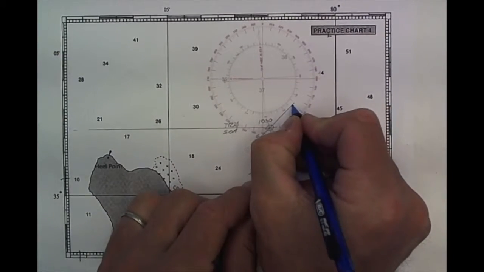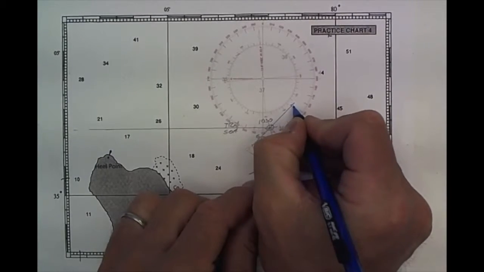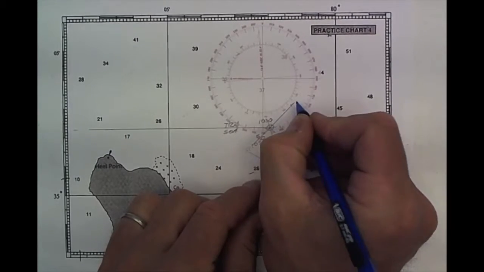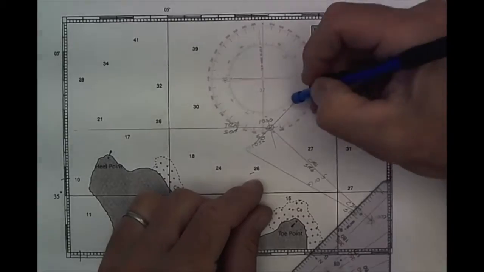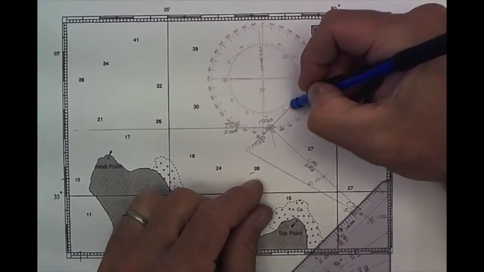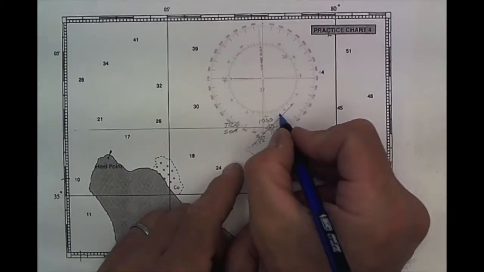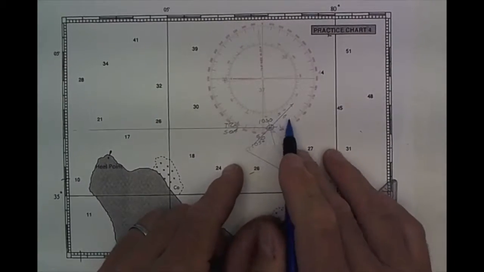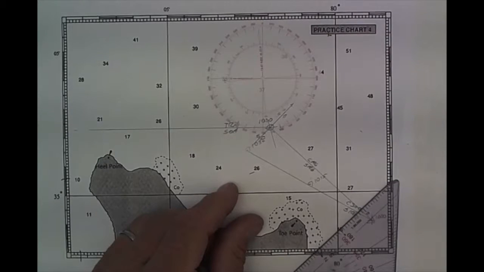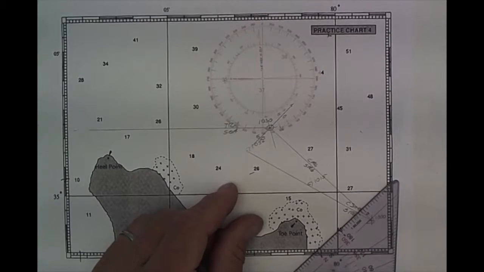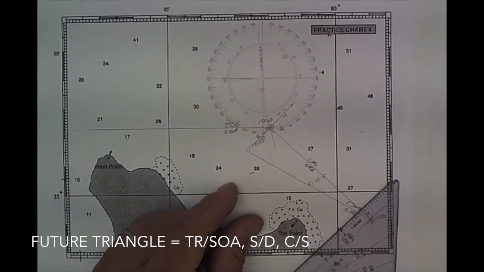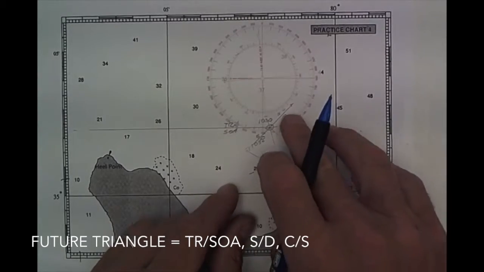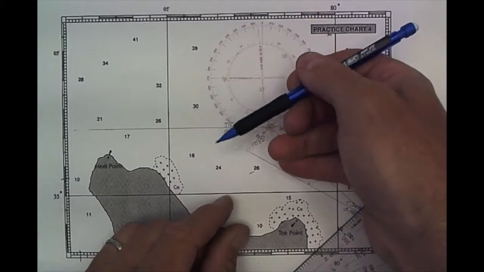Now to help you, you might want to just put a little arrowhead on the end of that vector to know the length. All right, we'll label that. That's set and drift. So we have set and drift, track and speed of advance. The other side of the triangle is going to be course and speed. Again, we don't know the course yet. It's going to be something to the left.